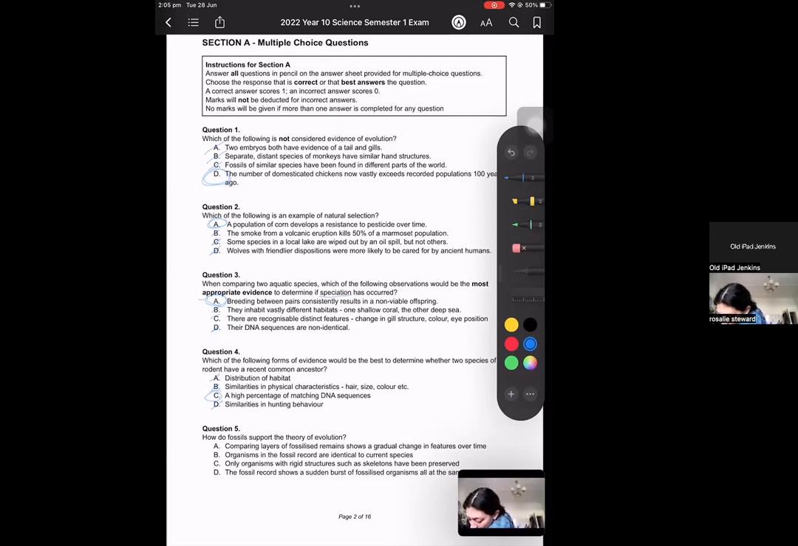Okay, comparing layers of fossilized remains shows a gradual change in features over time. I'm just going to go for that one straight away. Okay, the organisms in the fossil record are identical. No. Only organisms with rigid structures such as skeletons have been preserved. That is somewhat true, but it doesn't actually relate to our question. The fossil record shows a sudden burst of fossilized organisms all at the same time. Again, that could be possibly true, but doesn't relate to our question. Okay, let's go to the next page.